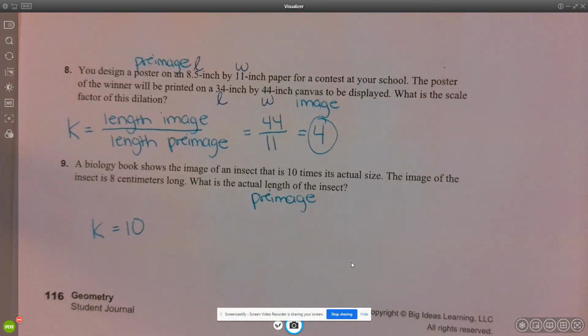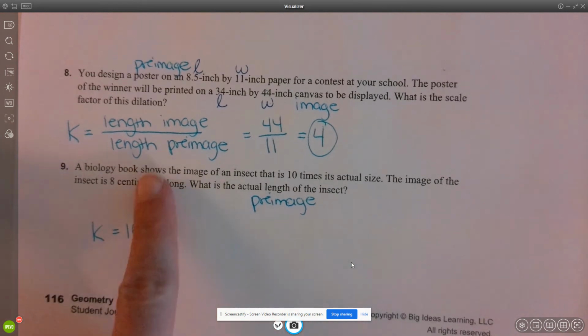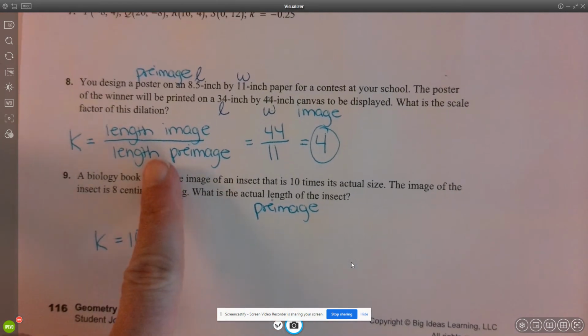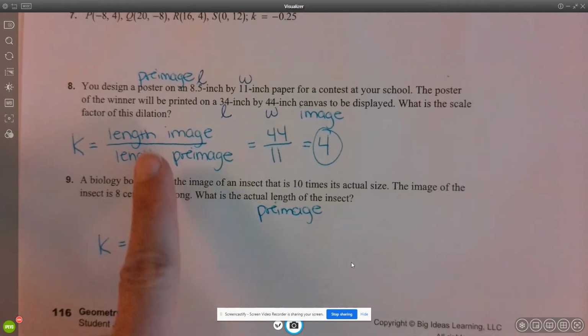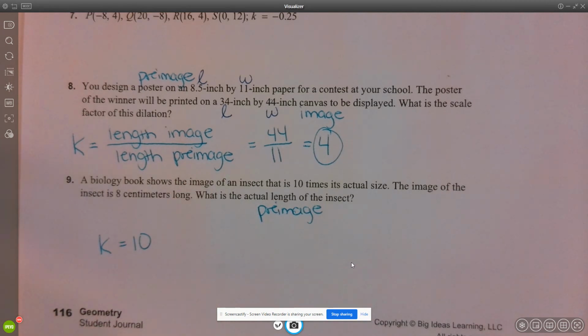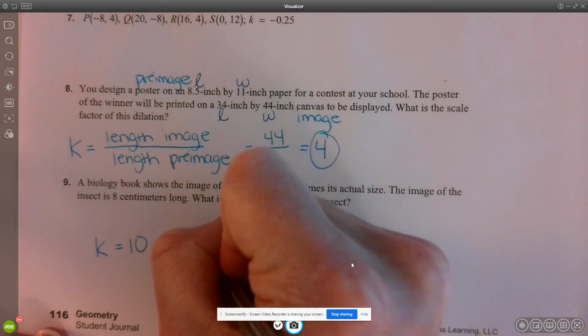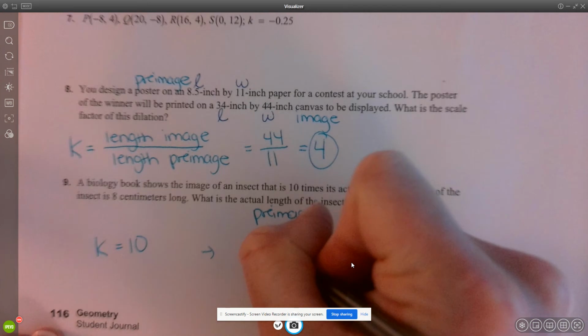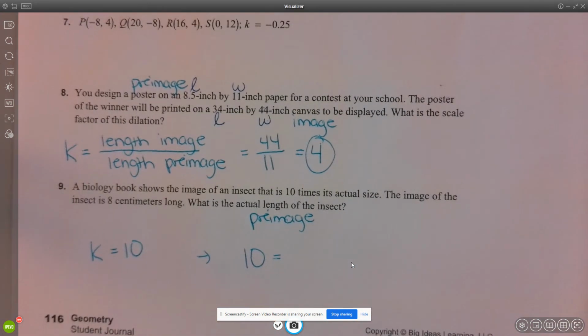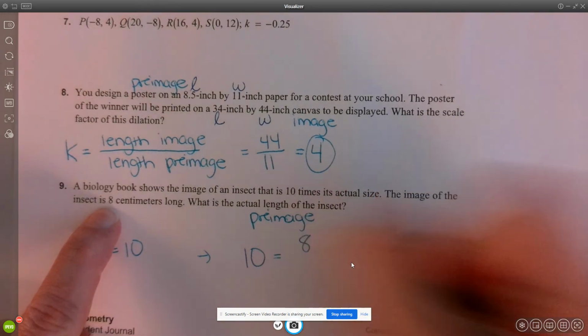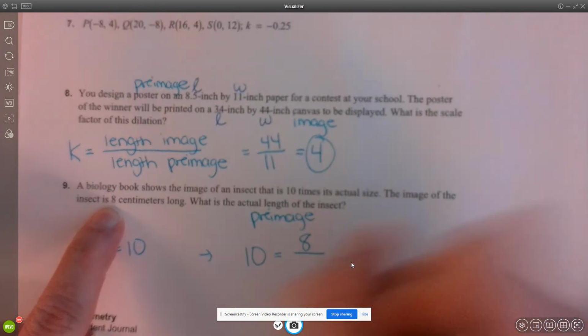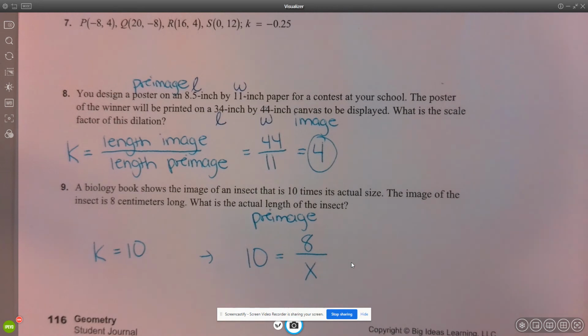Okay. So to find the pre-image length, I can use this ratio here again. I know that my scale factor is equal to an image length divided by a pre-image length. Well, my scale factor is 10, so I know that has to be equal to the image length, which is 8, divided by the pre-image length, which is what I do not know.